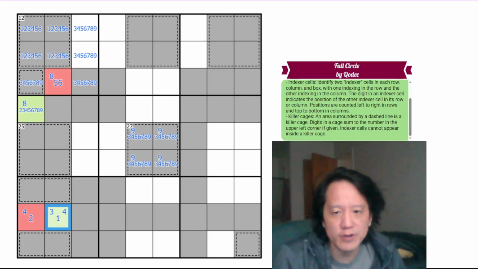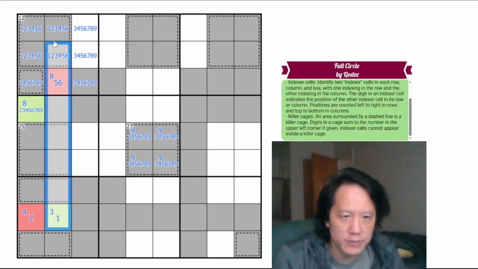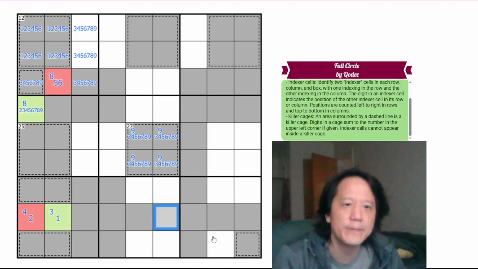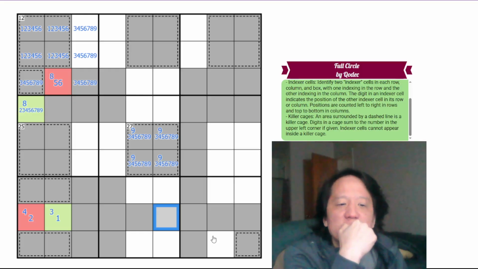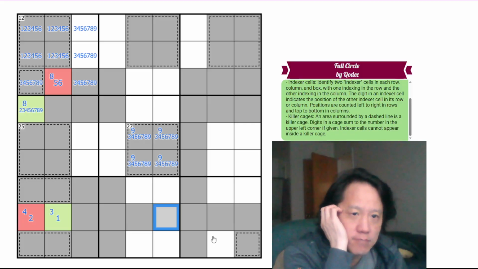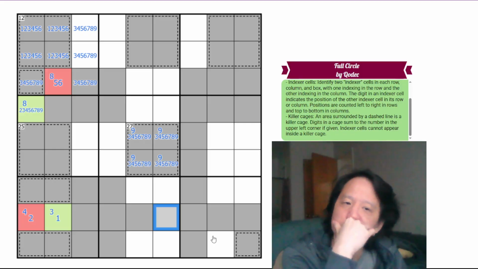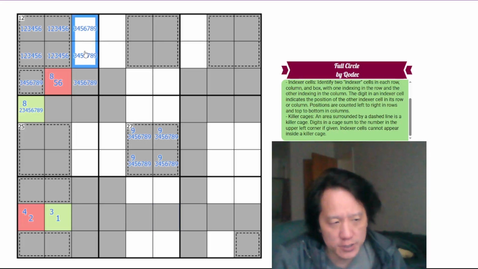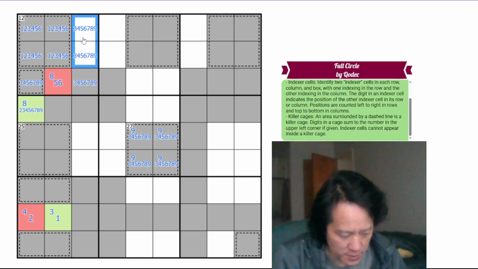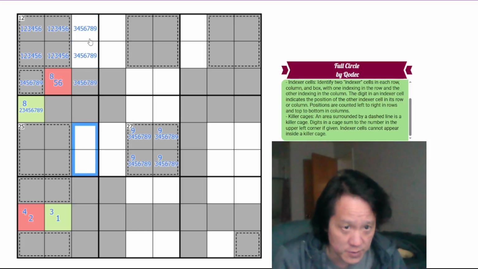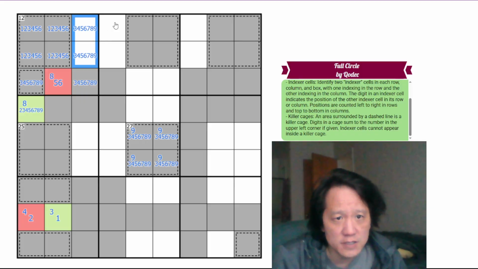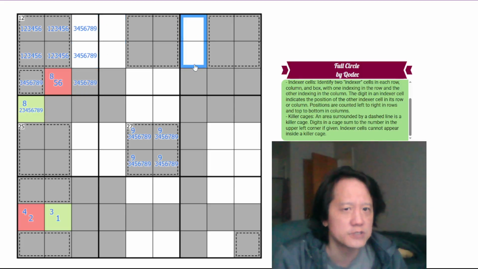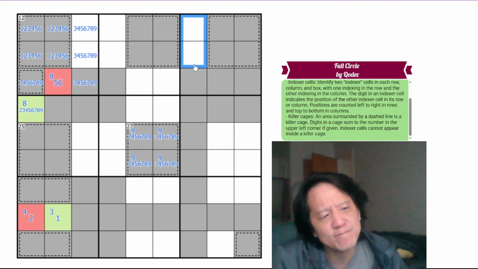So this would not be 4 if it's indexing the column. It's 3 if it's indexing the column. Interesting. Okay, so whichever one is here, if it's indexing the column, it would have to be 5 or 6. If it's indexing the row, it would be 4 or 7.